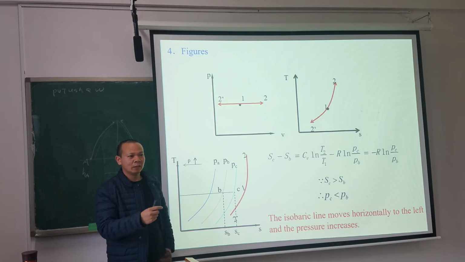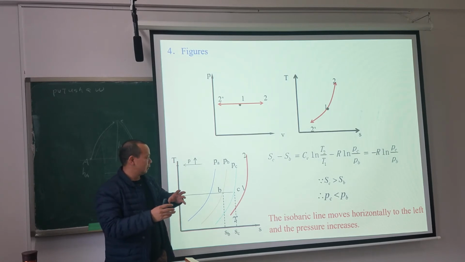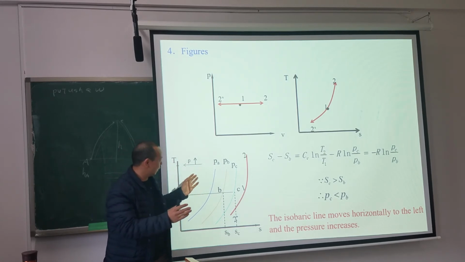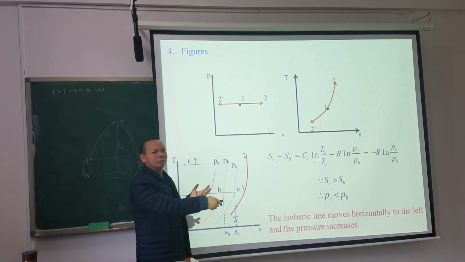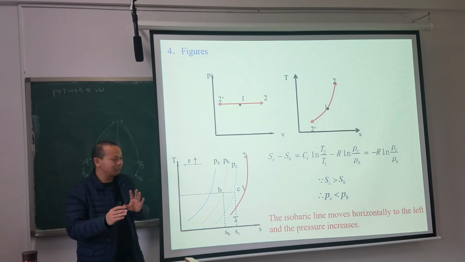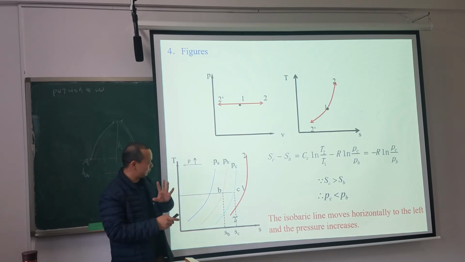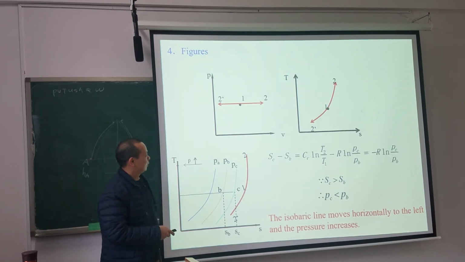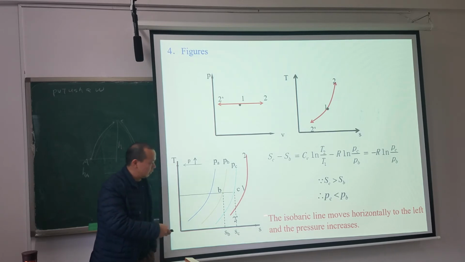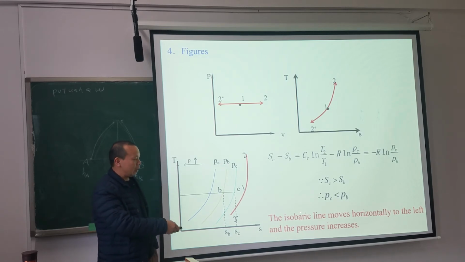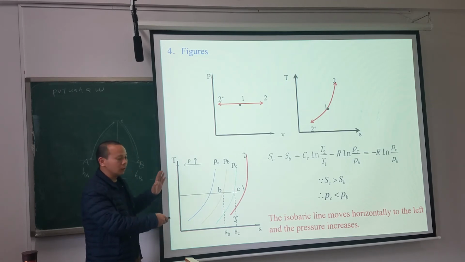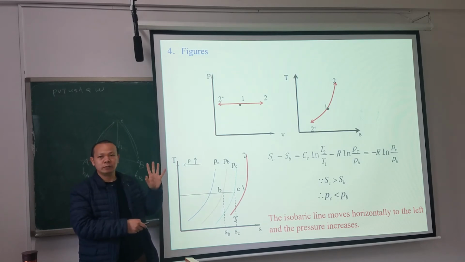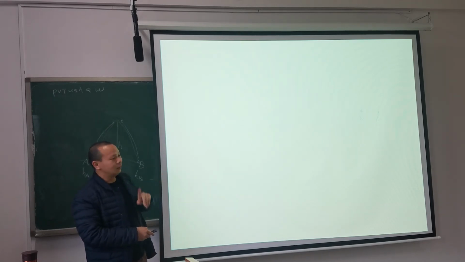Okay, but I hope in the future we can just take a look at it and get the results. We don't need to prove this. Maybe we can discuss it a few minutes later. So, just remember, for the isobaric line, when it moves horizontally to the left, the pressure increases, okay?